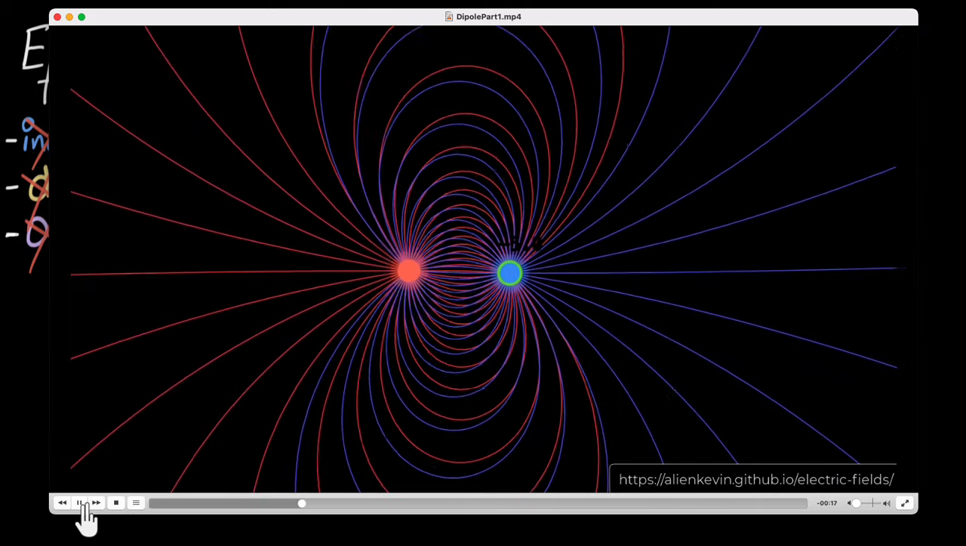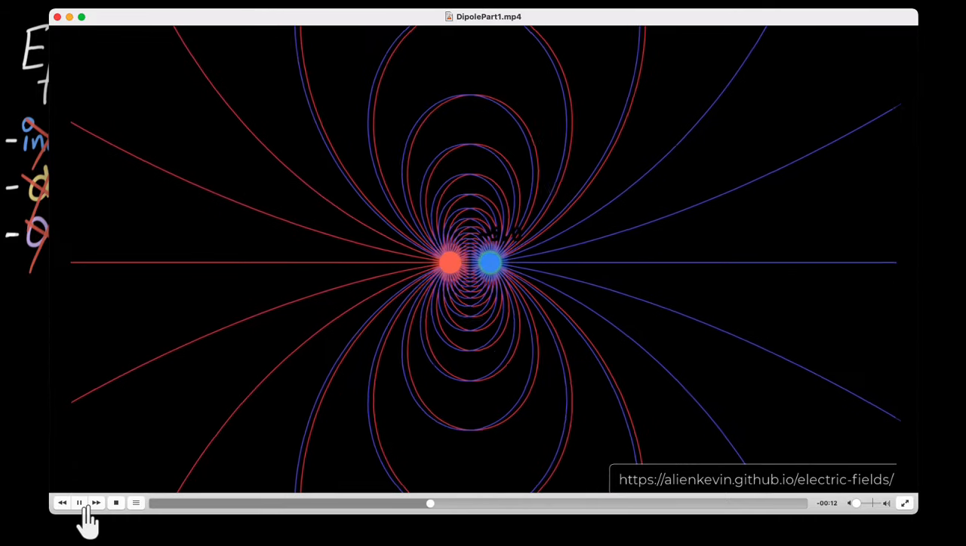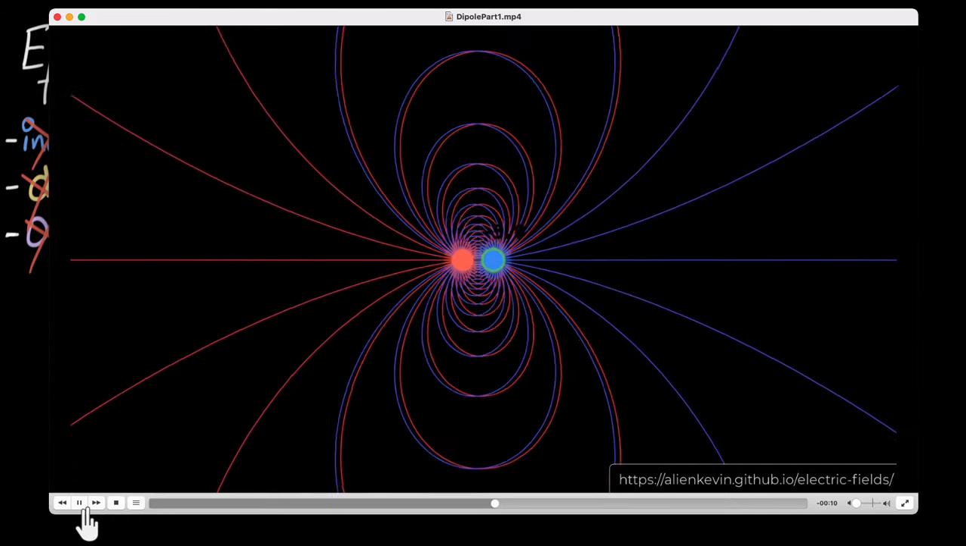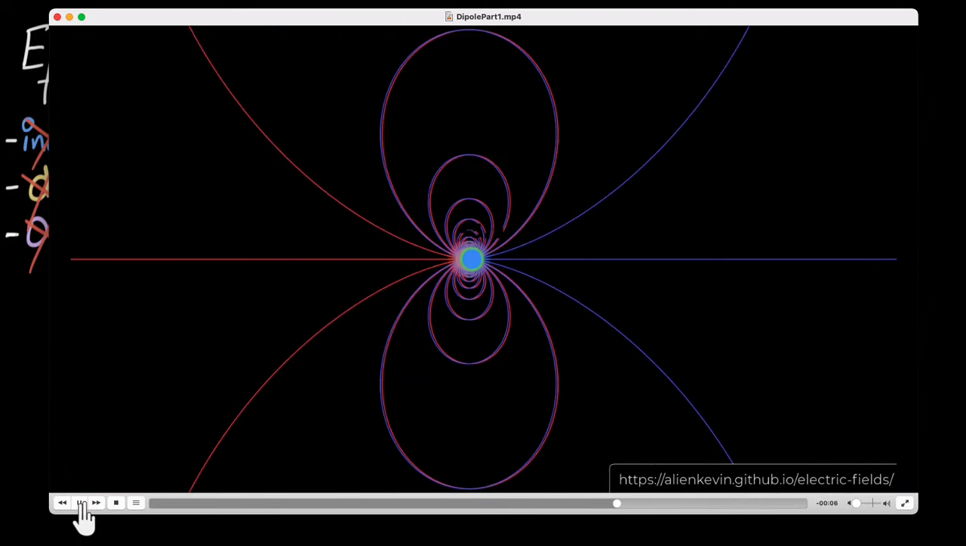Can you see? All the field lines are looping back. And so the field far away does not look radial. The field lines are no longer straight. We get something very different and, of course, very beautiful. This is the dipole field. This is why dipoles are special.